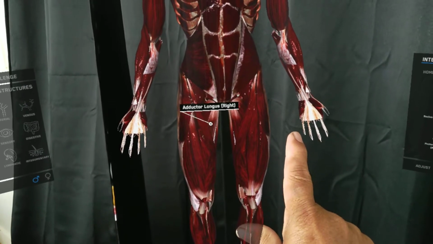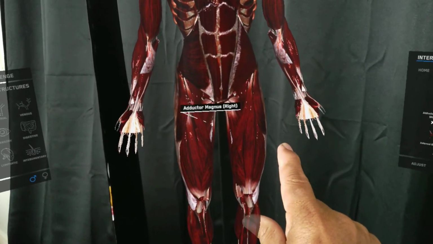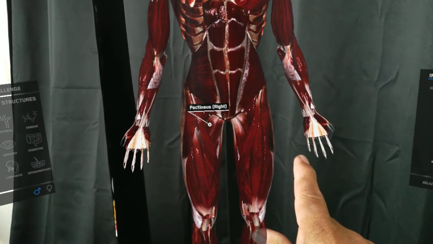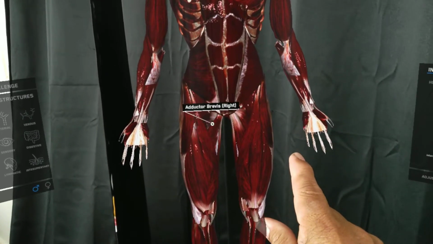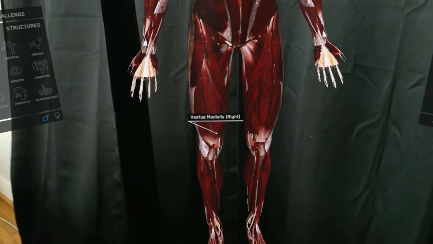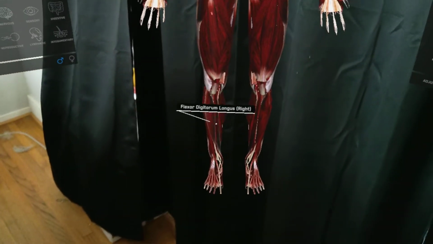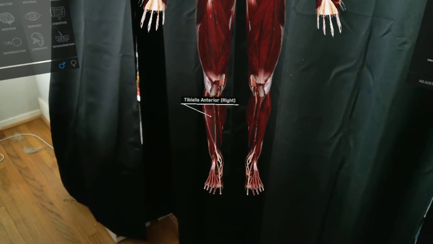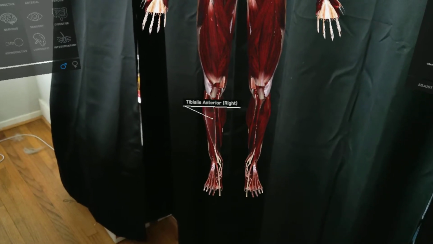Now, if I remove the adductor longus, you have the adductor brevis there, and if I remove the pectineus, you have the adductor magnus. So let's go down here in the leg. We'll just concentrate on what we call the tibialis anterior for ankle dorsiflexion.